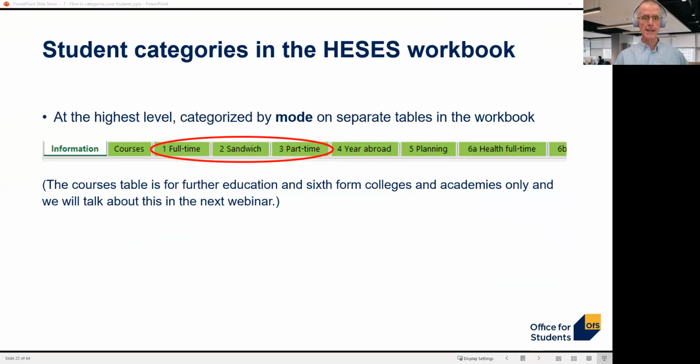As to the other ones that you see here, the courses table on the left is only going to be visible for providers that are further education and sixth form colleges and academies. And we'll talk quite a lot more about that in the next webinar. Tables 4 and 5 and the variants of table 6 that you can see here are analysing the data in tables 1, 2, and 3 in different ways, and we should come to them either today or later in this series. So now let's talk about precisely what we do mean by mode of study.